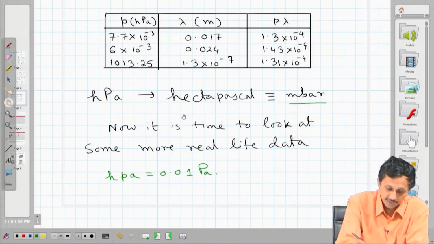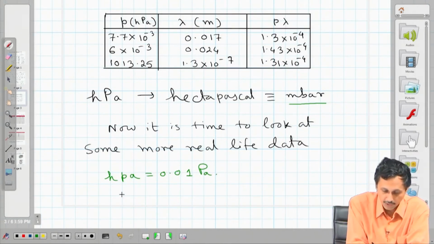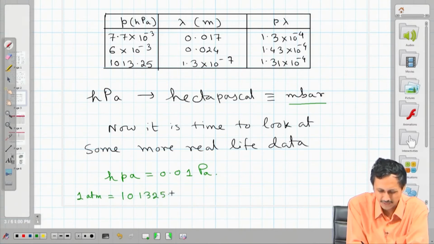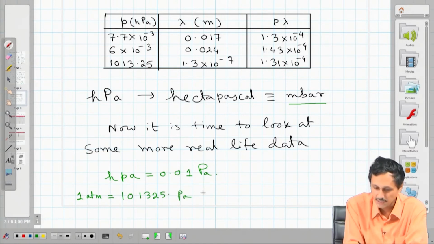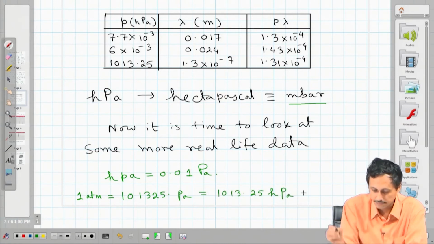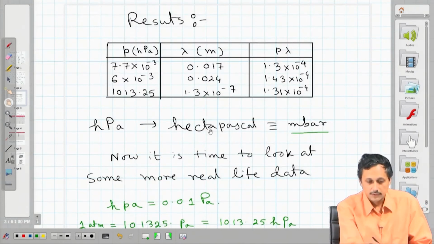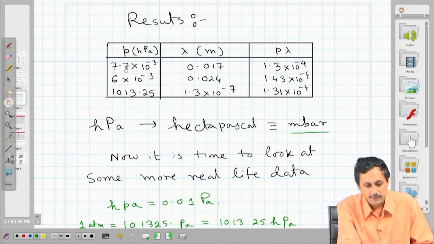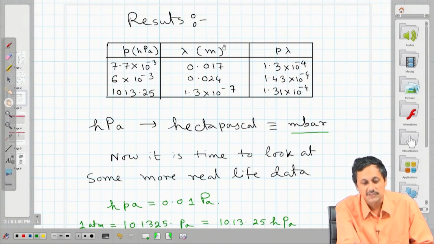Once again, atmospheric pressure, if you remember, 1 atmosphere is equal to 101325 point something, I do not remember, roughly this much pascal. So, it will be 1013.25 hectopascal, right. In this unit, at 7.7 into 10 to the power minus 3 millibar or 3 hectopascal pressure, the mean free path was 0.017 meters. The original results were I think in centimeters, but I just converted everything to meters.